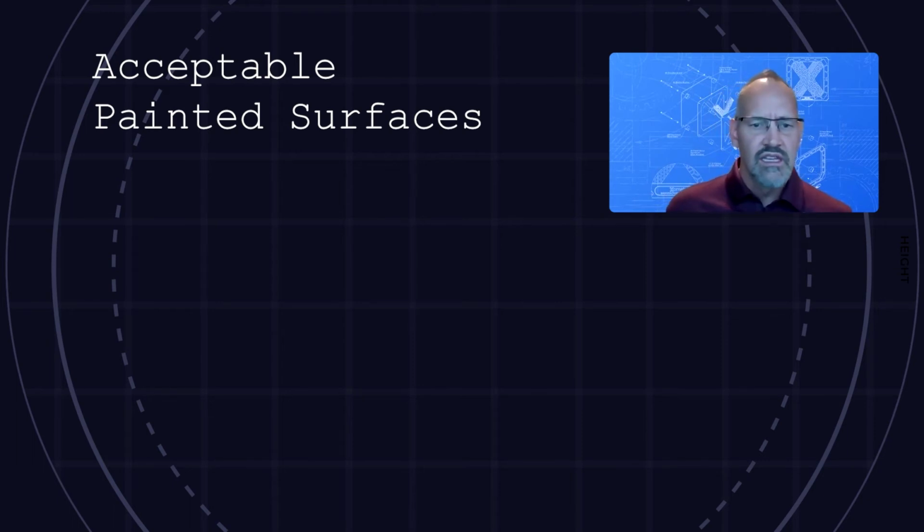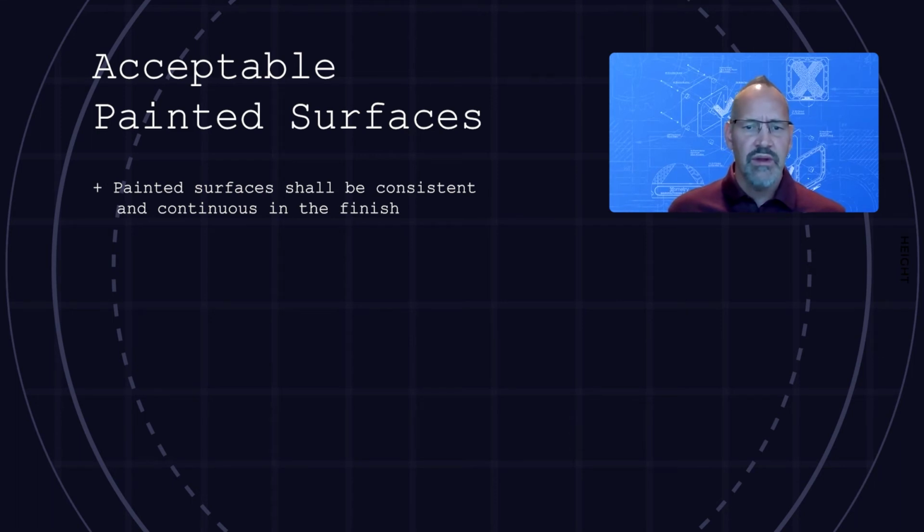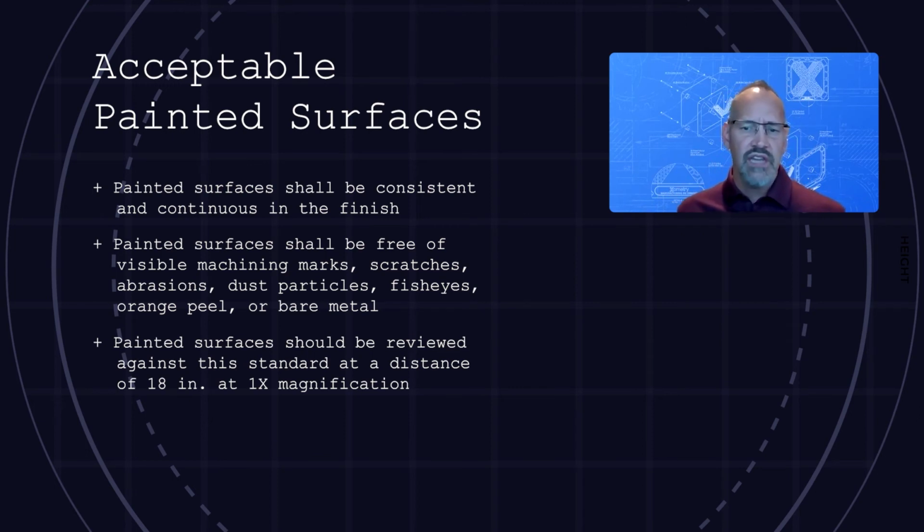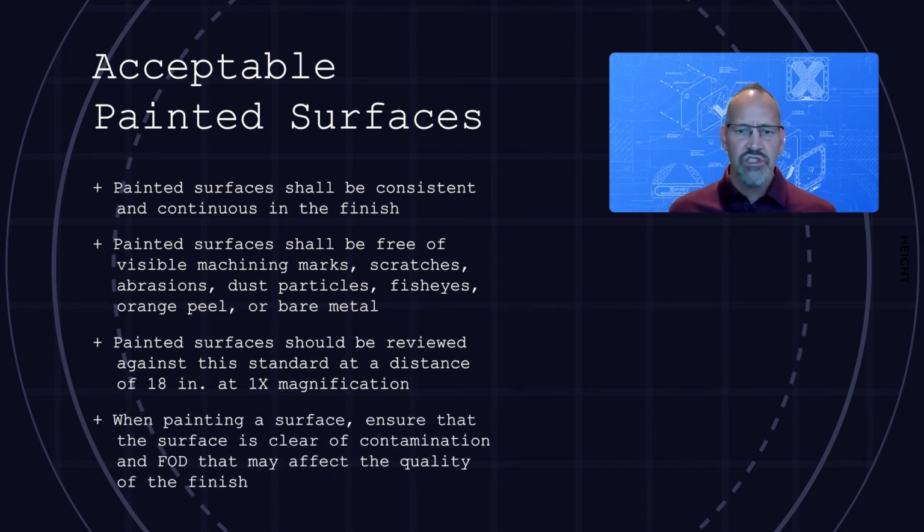But please note this, Xometry's cosmetic standard for painted surfaces includes: painted surfaces shall be consistent and continuous in the finish. Painted surfaces shall be free of visible machining marks, scratches, abrasions, dust particles, fish eyes, orange peel, or bare metal. Painted surfaces should be reviewed against this standard at a distance of 18 inches at 1 times the power of magnification. When painting a surface, make sure the surface is clean of contamination and foreign object debris, also known as FOD, that may affect the quality of the painted surfaces.